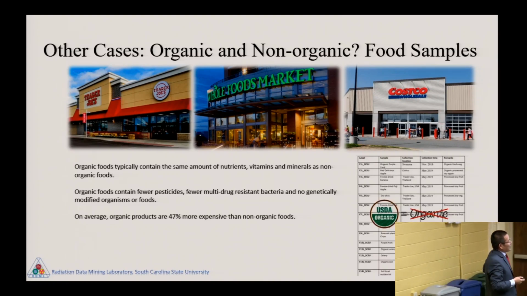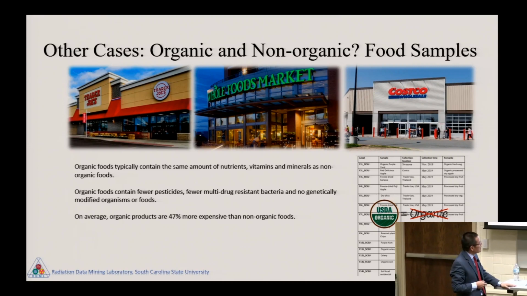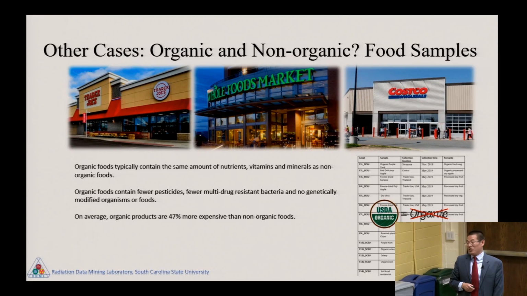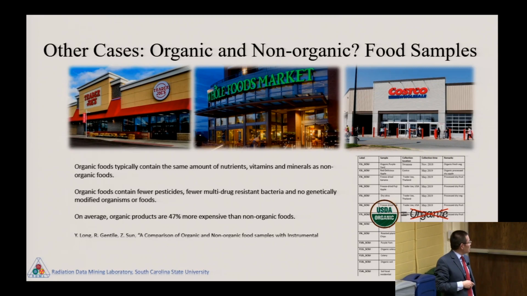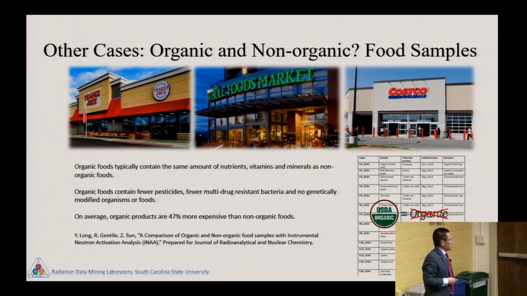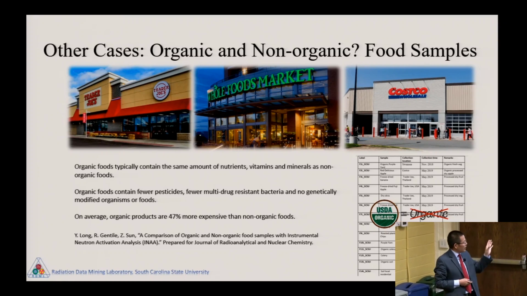And so we collected a lot of samples, vegetables and fruits. And this is the USDA organic label there. We did it at NC State to see the heavy metals difference. And there's a paper being prepared for the Journal of Radioanalytical and Nuclear Chemistry. I haven't published yet. It is still under review.